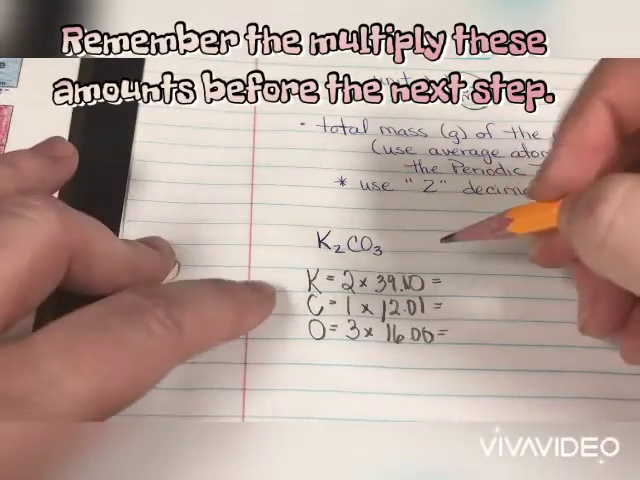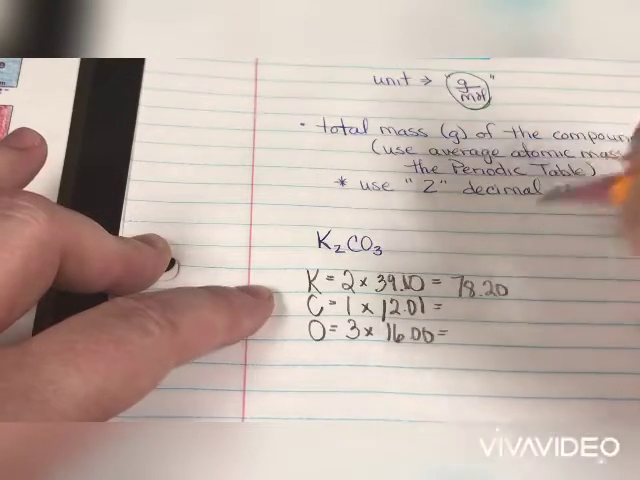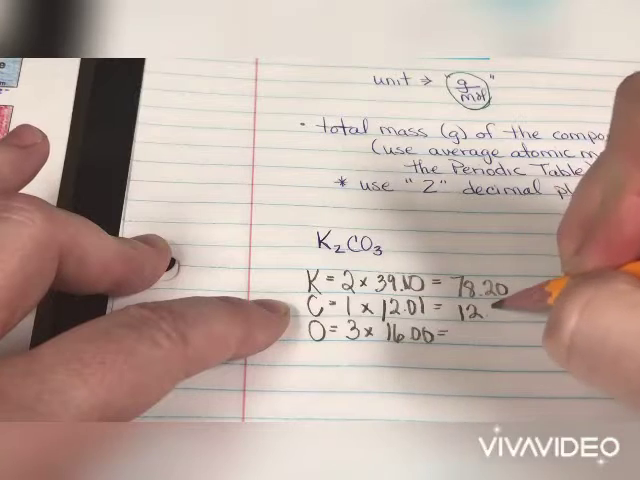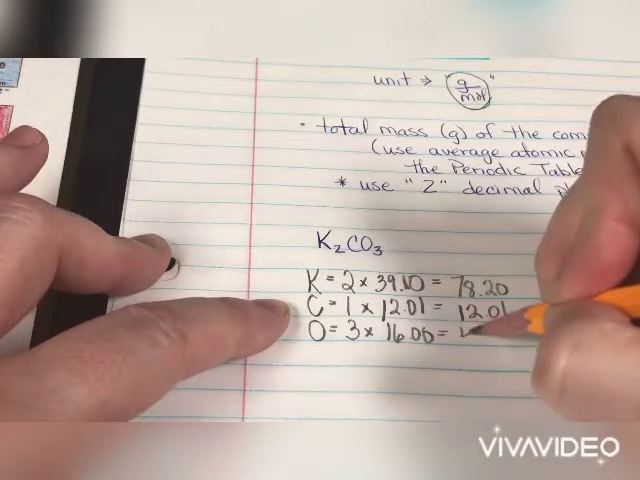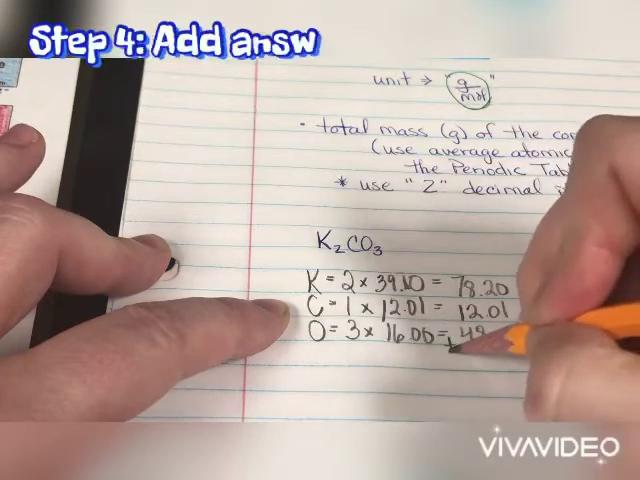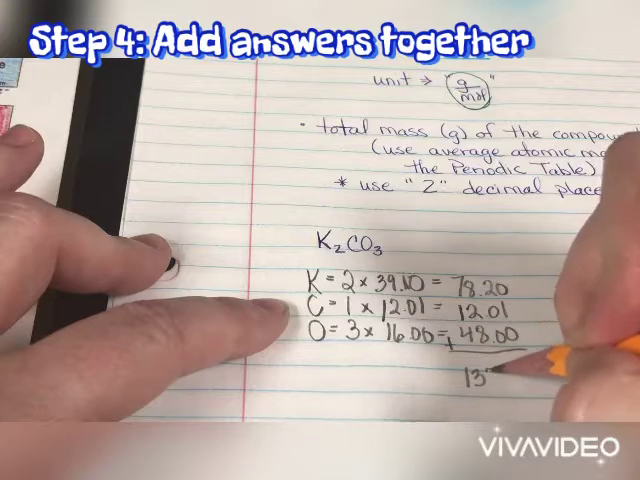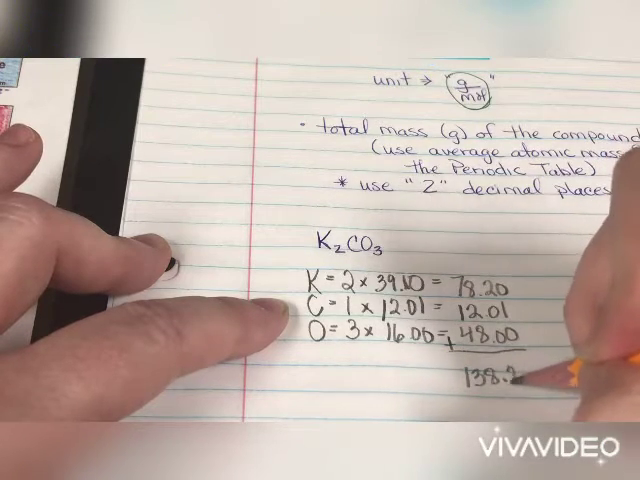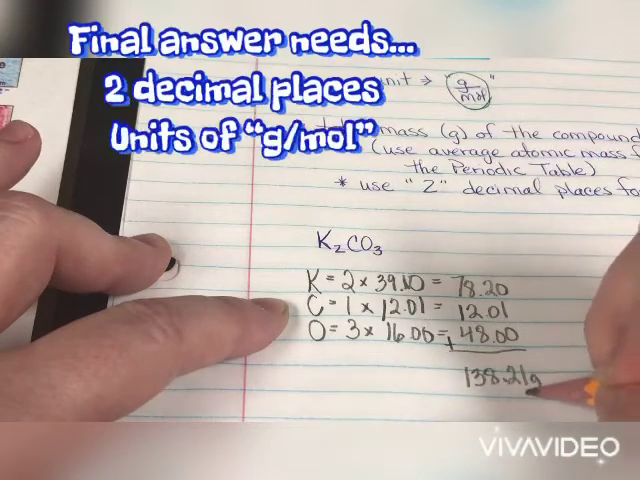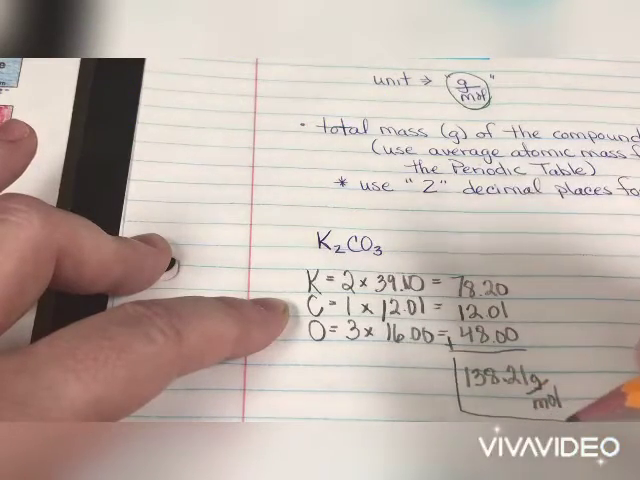The potassium is going to equal 78.20. Carbon is 12.01, and oxygen will end up being 48.00. The last step is to add these together, and you should get 138.21. Don't forget our unit of gram per mole, and that is our GFM amount and our final answer.